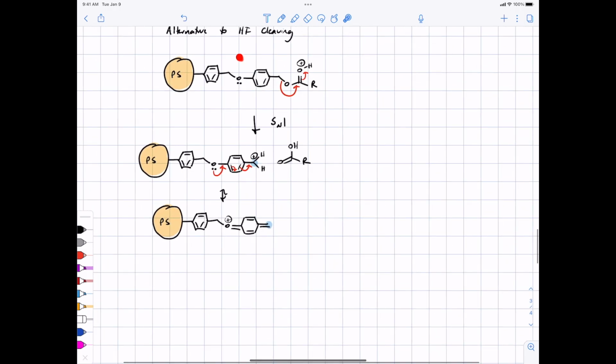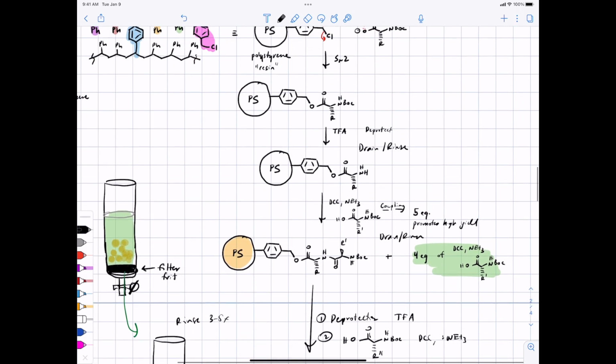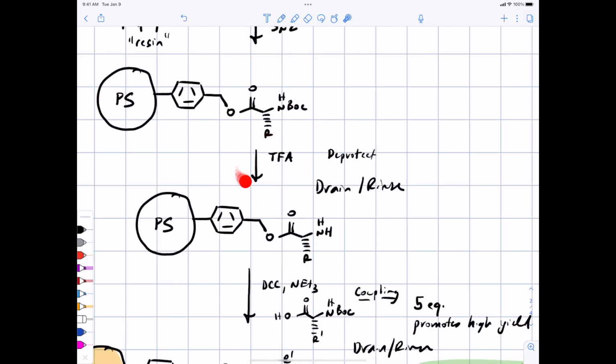So a minor modification in the structure of the linker made it so that under TFA conditions now, and TFA isn't the same as HF, it's basically a souped up version of vinegar. It's a strong acid, but you can now remove a peptide from resin using a strong acid instead of HF. Now, if you've been following along, TFA is the same thing we're using to remove Boc. So that's bad, right? Because if at this earlier stage, when I go to do a Boc deprotection, my peptide also falls off the resin at that point, that's bad, right? Because then I can't do any subsequent steps.